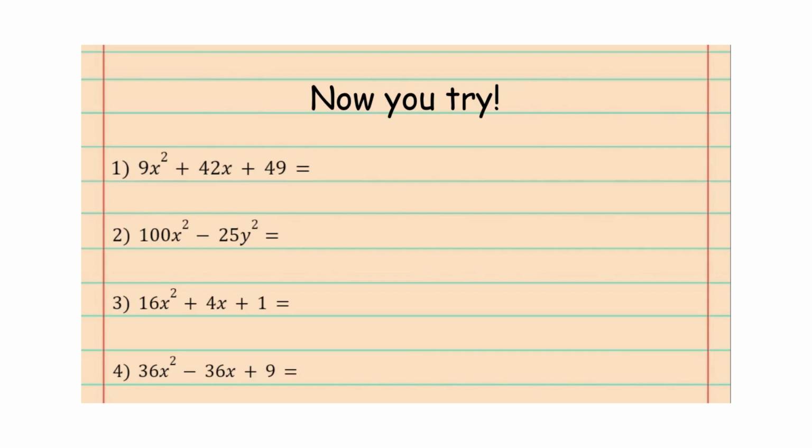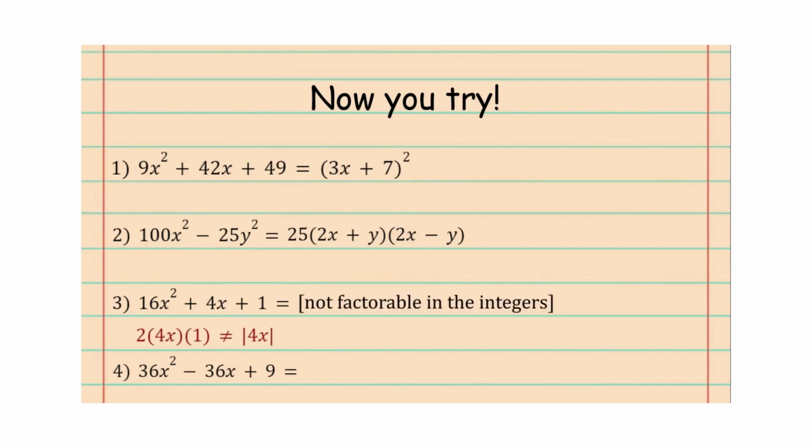Alright, I'll assume we're ready to continue. The correct answer for number 1 is 3x plus 7 quantity squared. The answer to number 2 is 25 times 2x plus y times 2x minus y. A great first step would be to factor a 25 out of both terms. Number 3 is not factorable in the integers.